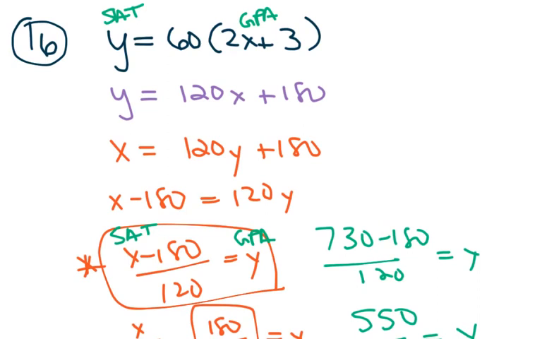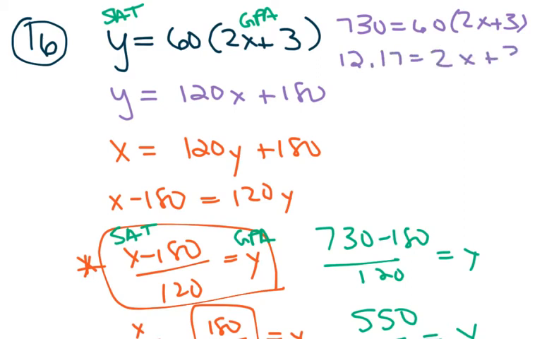You could have done 730 is equal to 60 times 2x plus 3, in which case I would have first divided by 60, and I would have gotten about 12.17. And then I would have subtracted 3, and then I would have divided by 2, and I still would have found out that it was about 4.58.